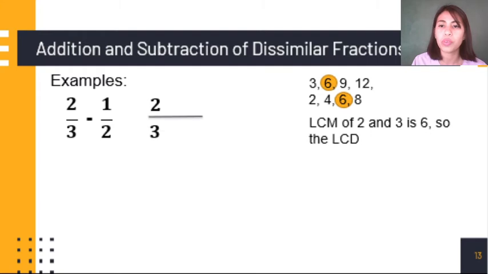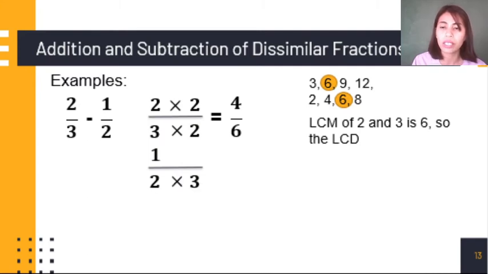Now we have 2/3. To obtain 6, we need to multiply 3 by 2. Same also with the numerator. Now our answer is 4 over 6. We have 1/2. To obtain 6, we need to multiply 2 by 3. Same also with the numerator, we need to multiply it by 3. So our answer is 3 over 6.